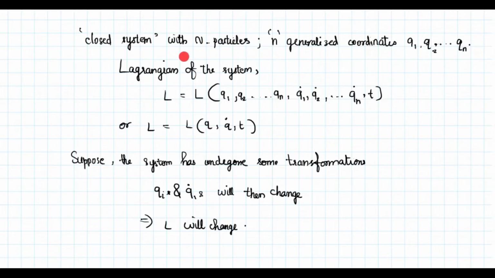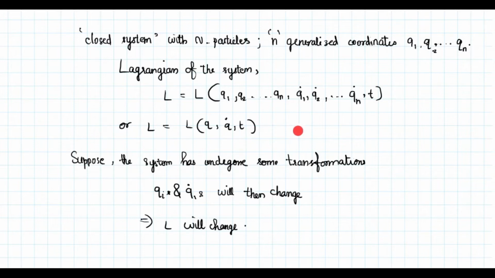As a general case, we consider a closed system. A closed system means it has no interaction with the surrounding systems. That is, it is completely isolated. There are n particles in the system and they are specified by n generalized coordinates q1, q2, q3 etc. up to qn. So for this system I can write the Lagrangian as L equal to L of q1, q2, q3 etc. up to qn, comma q1 dot, q2 dot etc. up to qn dot, comma t. Or simply, in a more compact way, L is a function of q, q dot and t.